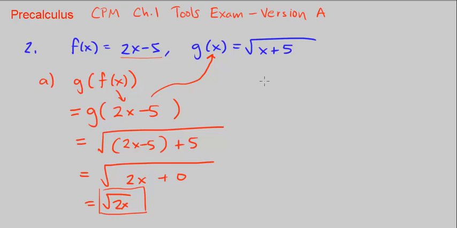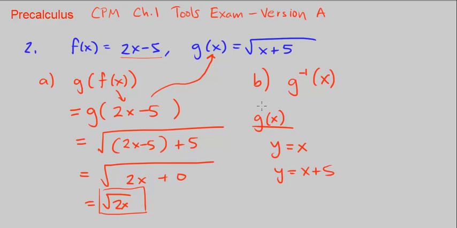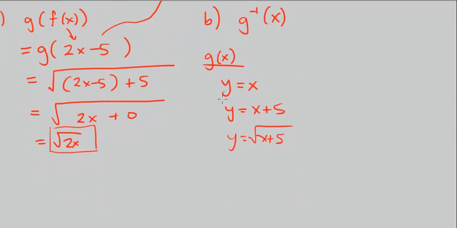Okay, part B. Part B asked us to find the inverse function of g, right? So here's where we have to think, and there's a hint, unwrap. So to wrap g, g of x, how was it created? Well, we started off with just x, and then we added 5, and then we took the square root. Okay? So now we have to remember this is how g was created. To unwrap it, we have to do the opposite in the opposite order.